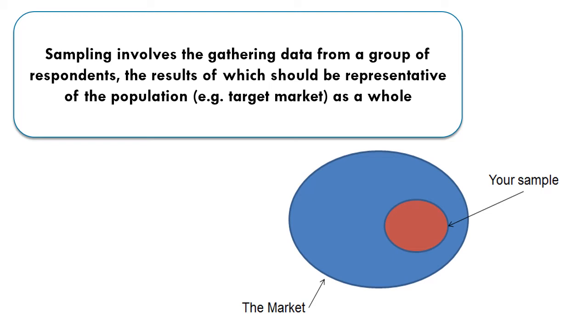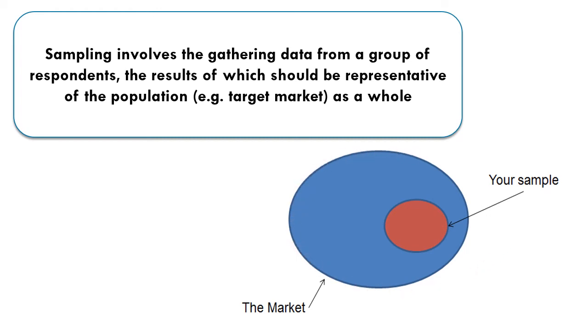So if your target market is 7 to 9 year old girls, then all 7 to 9 year old girls in the country would be part of your population, your target market. But it's impractical and expensive to ask them all for their opinion. So what businesses will typically do is actually just ask a sample or a subset of the whole of the market that you're targeting.